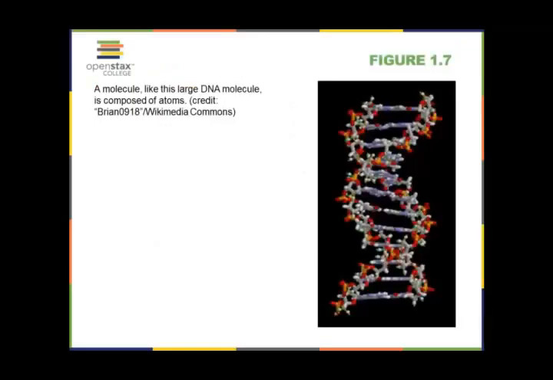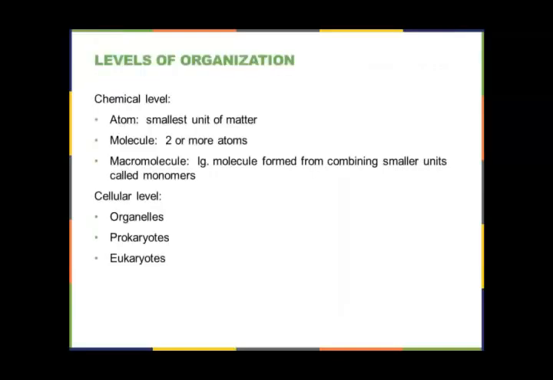So this here is a model of DNA, your deoxyribonucleic acid. This is composed of the different atoms. This is going to be your genetic information. This is going to carry the instructions for making every structure in every cell of all living organisms. So when we look at the levels of organization of life, the chemical level is the most basic. We start out with atoms, which are the smallest unit of matter.